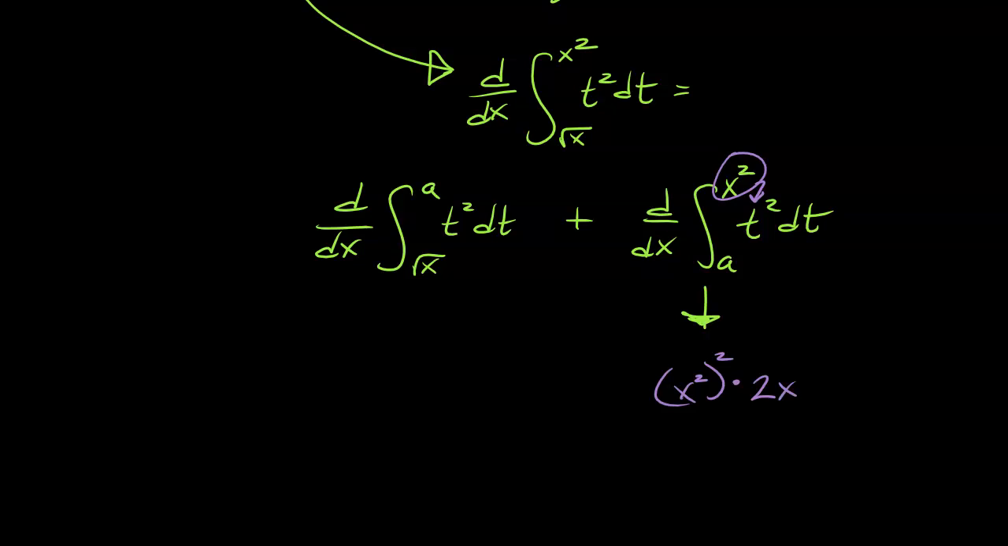And this first integral, because my variable information is on the bottom, I'm going to reverse these and make it negative. And then I'm going to plug square root of x in place of t, times the derivative of square root of x. And then that would be my answer.